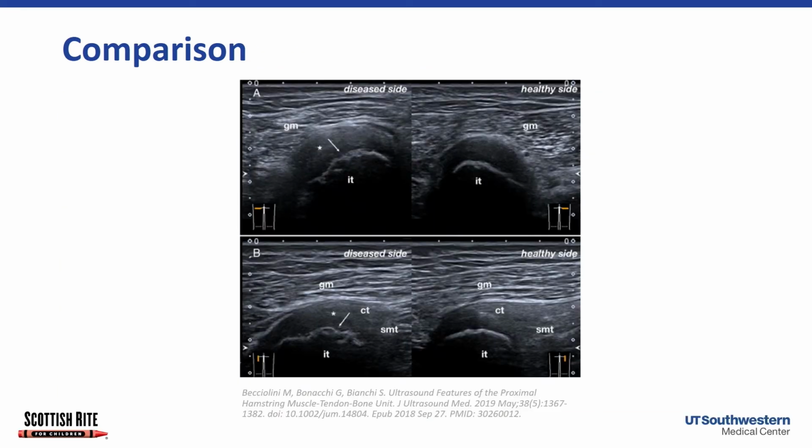Here's just another image. IT stands for Ischial Tuberosity, which is at the bottom of your pelvis, and that's where your hamstring muscles originate from. We can see on the left image, which is the disease side, that white line is the bone, and we can see how that looks a little more irregular compared to the healthy side on the right. So once again, this is a good side-by-side comparison where you can see, yes, this is irregular, and yes, this is likely what's causing their symptoms.